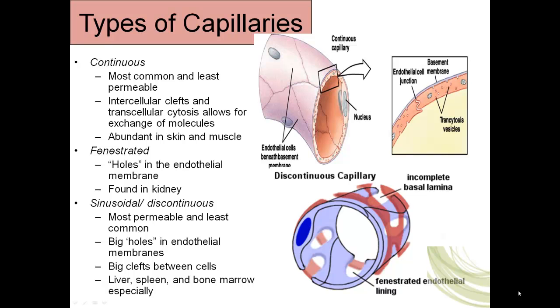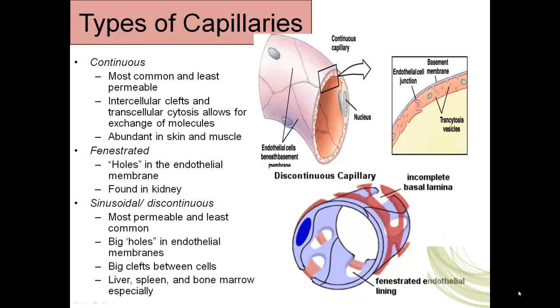Now let's look at a continuous capillary bed shown up here in the top right pictures. Continuous capillary beds have intercellular clefts. These are basically gaps in between the endothelial cells that allow diffusion of substances. We also can have substances moved across the capillary cell membrane by exocytosis and endocytosis. So again, these are the most abundant types of capillary beds, and the reason why they're called continuous is because the basal lamina is continuous across the endothelial cells, wrapping around them.